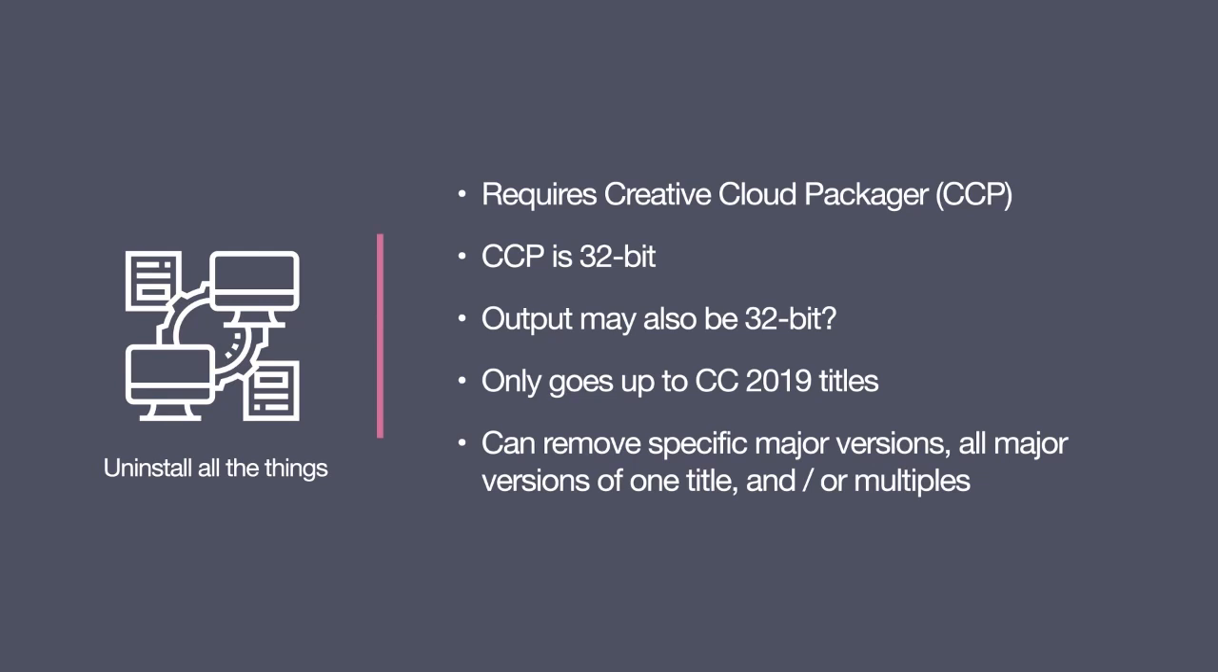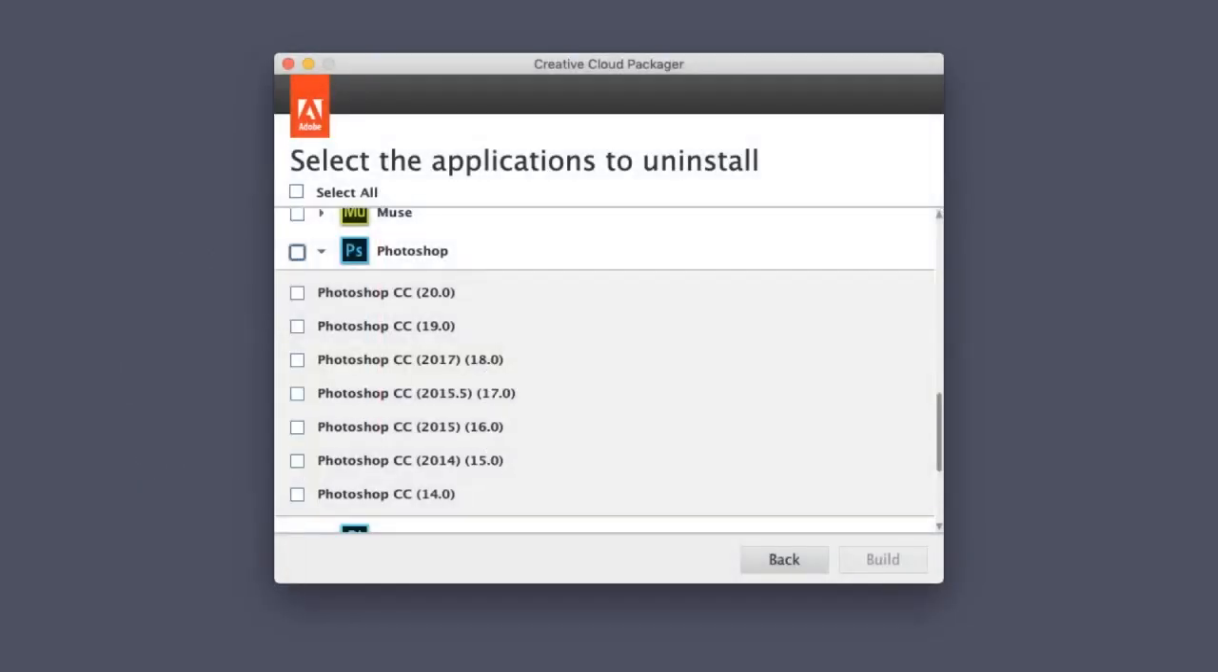The last key limitation here is that it only goes up to the CC 2019 titles for removal, and due to that move to the admin console, this is probably not going to change anytime soon. But the real usability of this method comes in your options. This CCP will give you the chance to remove a specific major version of a title, remove all major versions of a title, and/or apply that same thing to multiple titles, all within the same package. So quite powerful, but unfortunately, almost entirely out of use nowadays.